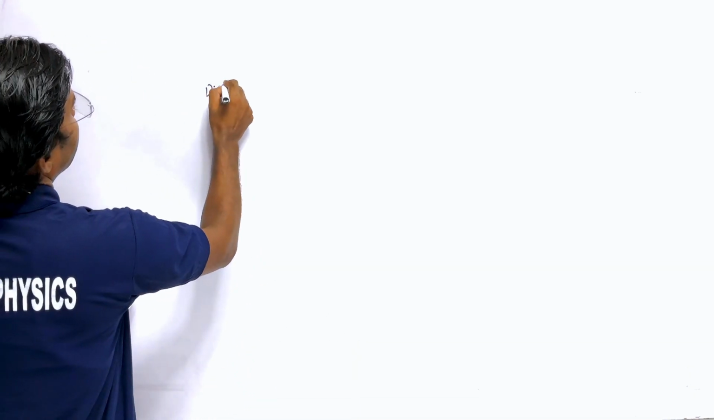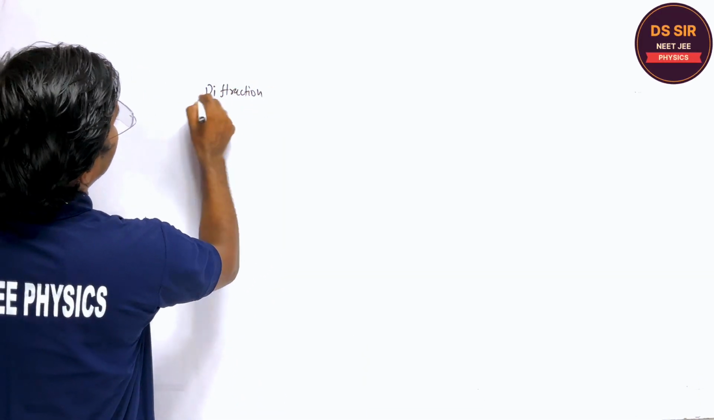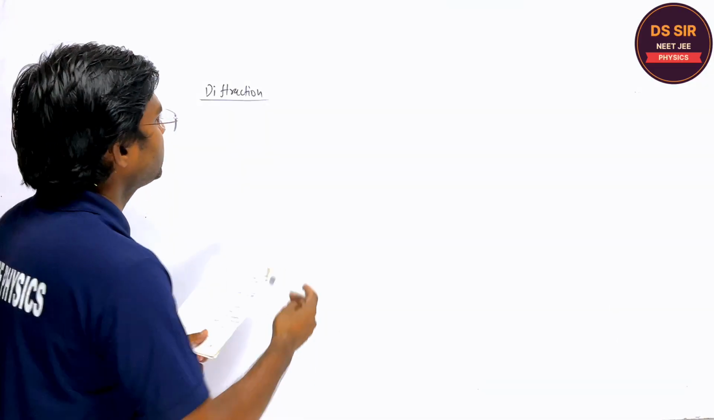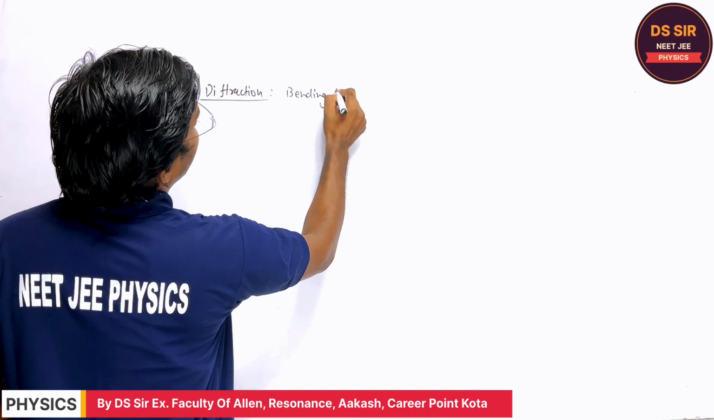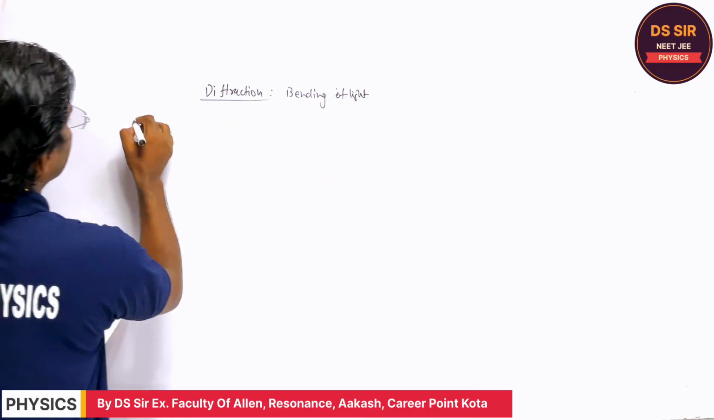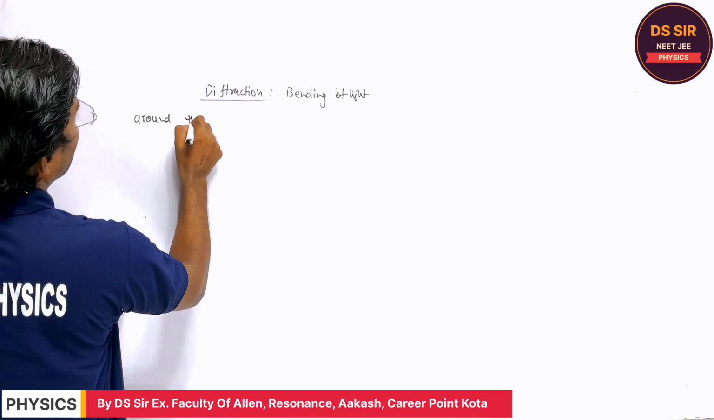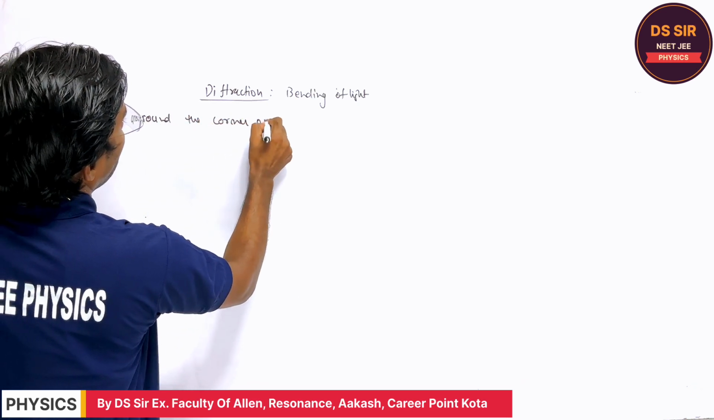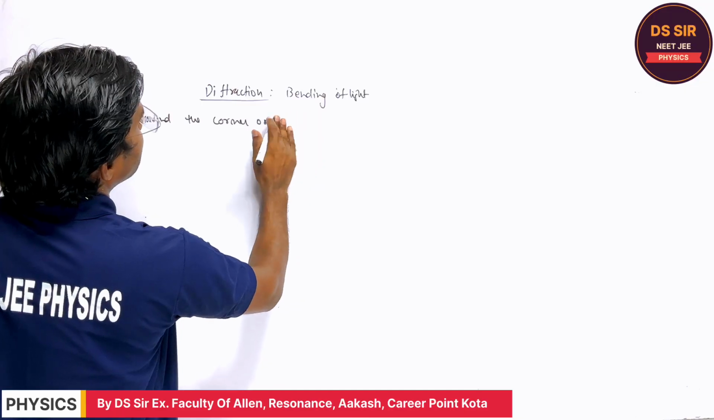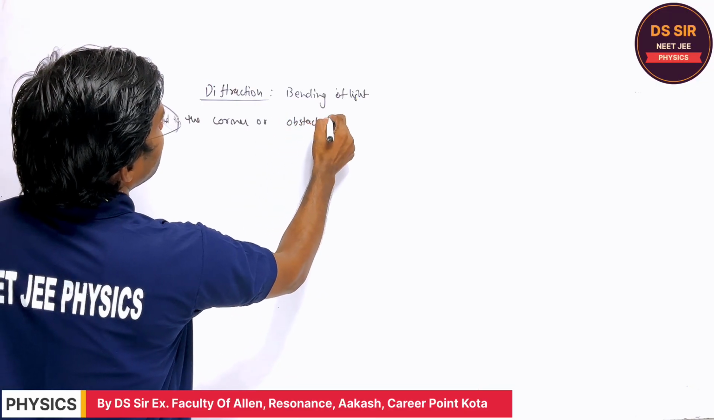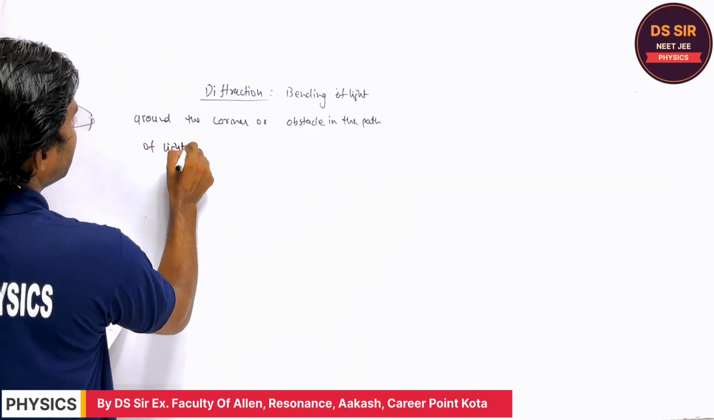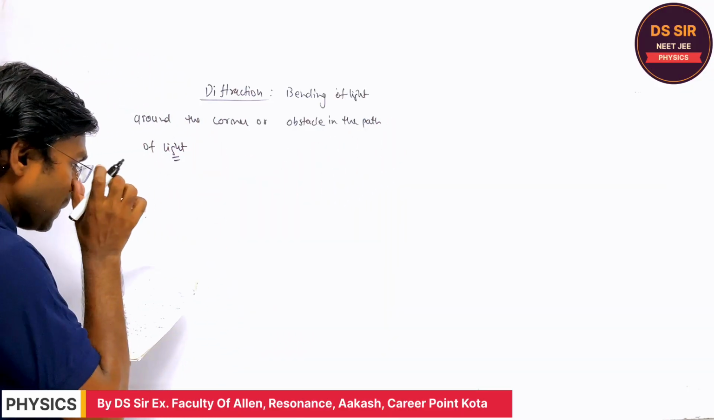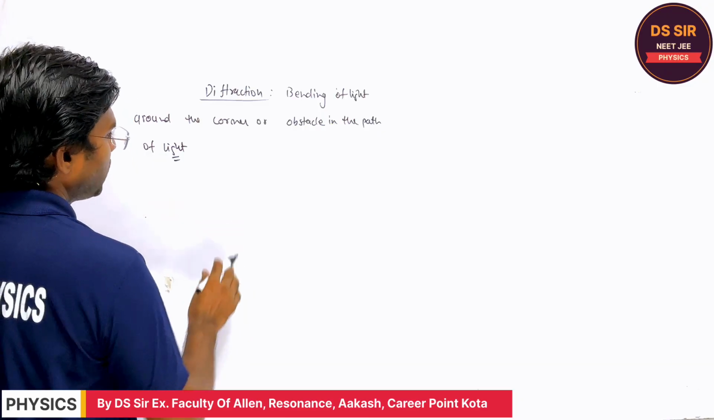So now we start the diffraction, right? So this is the diffraction. What is the diffraction, Sanjay? You tell me, what is the diffraction? Diffraction is nothing but, you told me, correct, the bending of light around the corner or obstacle in the path of light. Is it clear or not? The diffraction. What is the diffraction?